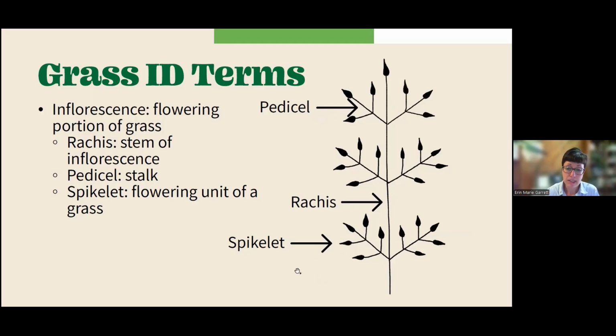And then the flowering unit of a grass is called a spikelet. Okay. Spikelets can be very, very tiny. They can be quite large. They have a lot of different parts and pieces. And that's where a lot of the technical grass ID comes in, is looking at the individual pieces of a spikelet. For the most part, we're not going to do that. We're going to look at a couple things like awns and bristles, but we're not going to look at individual components of the spikelet. But just know that's where you have all of your flowering parts and pieces, and that's where your seeds are going to develop.